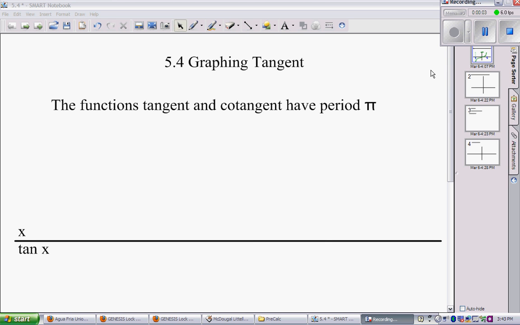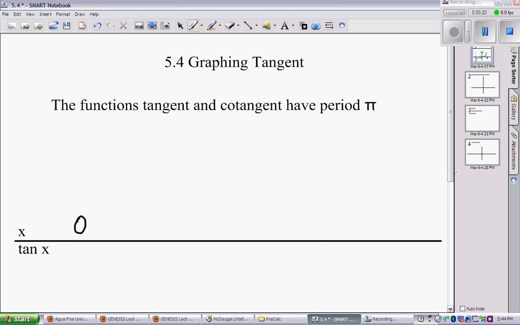5.4, graphing tangent as well as cotangent. The functions tangent and cotangent have a period length of pi. So we're going to make a chart, and we're going to use x values that are on the unit circle. So 0, when you take the tangent of 0, you get out 0.